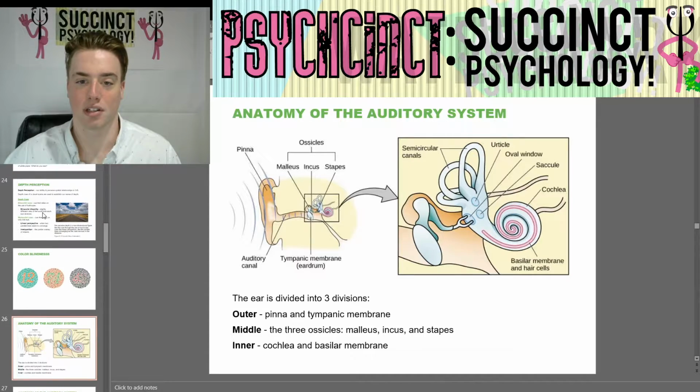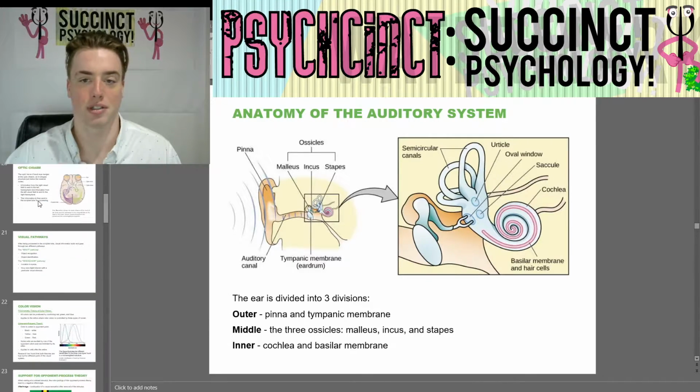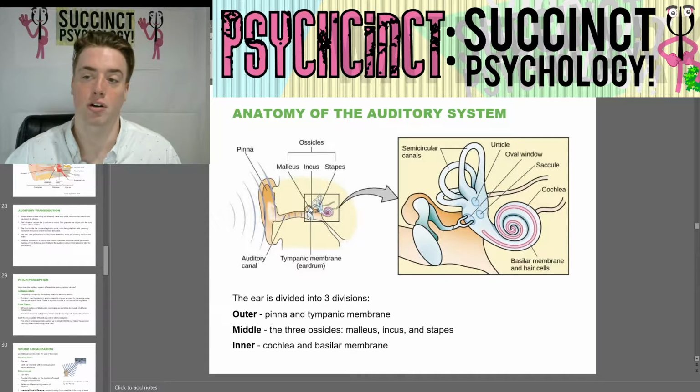And last time we talked a good bit about visual pathways, the optic chiasm, photoreceptors, the anatomy of the visual system, all that good stuff. And today we're going to start with the anatomy of the auditory system.